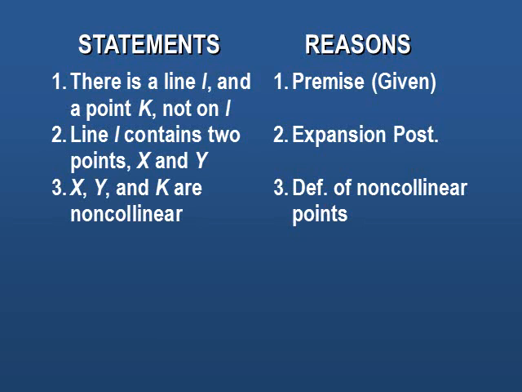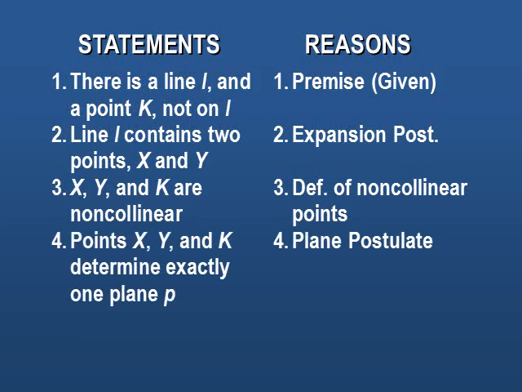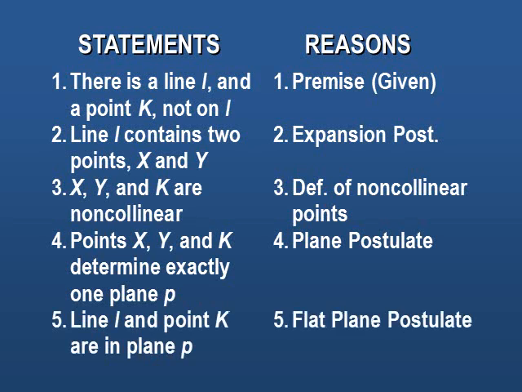Now we have to talk about that they lie on the same plane. Okay, so points X, Y, and K all are on one plane. And if you look back, that is our plane postulate. Okay, we actually know a postulate that says that. And then we're done. Line L and point K are on plane P, and that is the flat plane postulate. So that's your whole proof right there. You have now step by step proven the flat plane postulate.